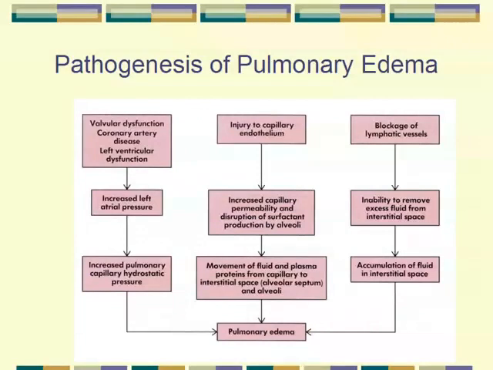Or it could be injury to the capillary endothelium that causes an increase in capillary permeability and disruption of the surfactant production by alveoli, because surfactant is important to keep your alveoli open. Causes movement of fluid and plasma proteins from your capillary to your interstitial spaces and the alveoli, again, pulmonary edema. Or it could be blockage of your lymphatic vessels that makes it impossible to remove excess fluid from the interstitial spaces. So fluid collects there and causes pulmonary edema.